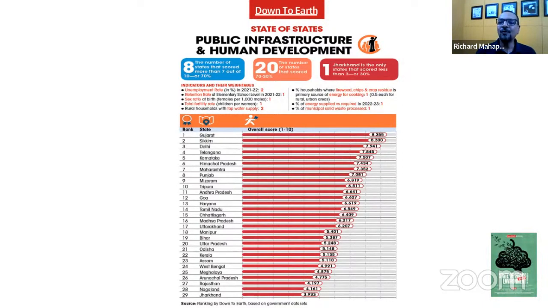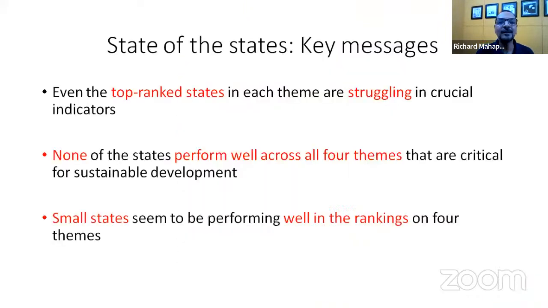Now coming to the overall ranking and the messages out of it. In this ranking, public infrastructure and human development, only 8 states scored that golden limit of 70% and above. 20 states performed in the 30% to 70% range. Jharkhand is the only state that scored less than 30. So again, if you compare with the last 3, these parameters are also not that exciting.